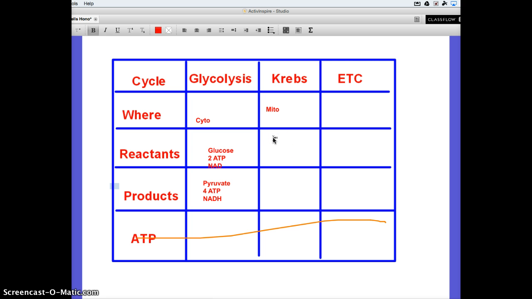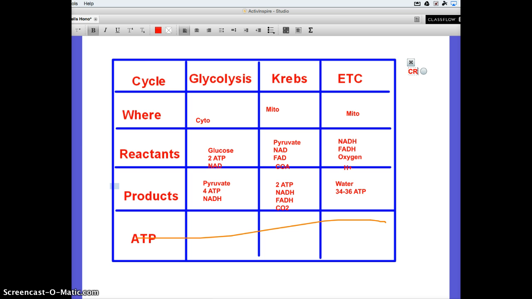Mito. Needed: pyruvate, NAD, FAD. And in the middle, we're going to put CoA, because I could put it here and I could put it here. That's why I'm putting it in the middle. What's made? How many? 2 ATPs, NADH, FADH, and CO2. Where? Mitochondria. What's needed? NADH, FADH, and oxygen. What goes in the middle? Hydrogen ions. They're the trigger. And what's made? Water, 34 to 36 ATP.